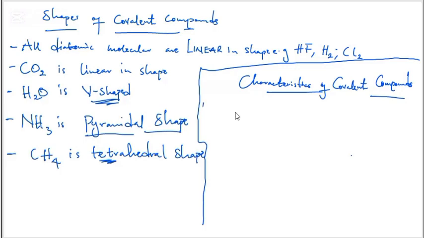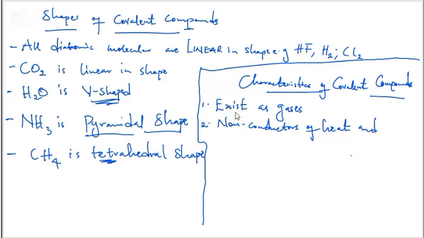Number 1, covalent compounds exist majorly as gases. So hydrogen gas, chlorine gas, your hydrogen fluoride, CO2, oxygen gas. They exist as gases. Then they are non-conductors of heat and electricity.